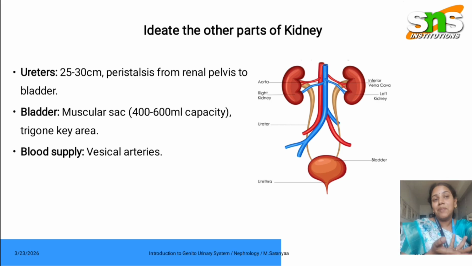So what are the other parts when compared to the kidney? The urine is collected from the kidney and flows to the ureter, which is a tube-like structure, 25 to 30 centimeters long, in an S-shaped manner.